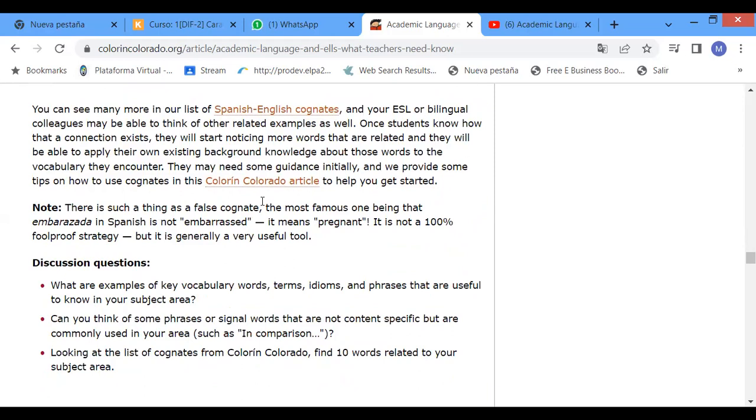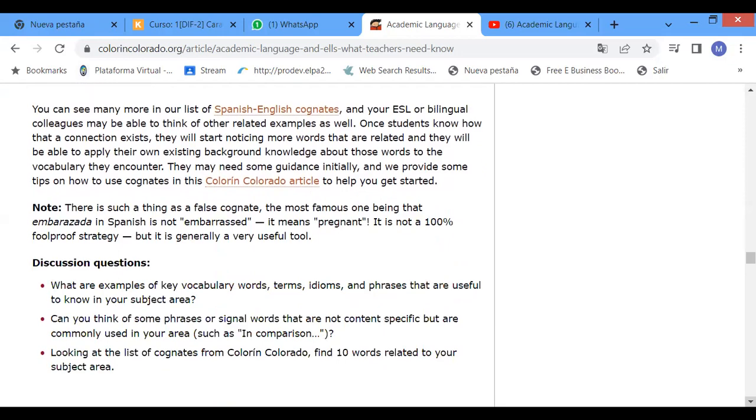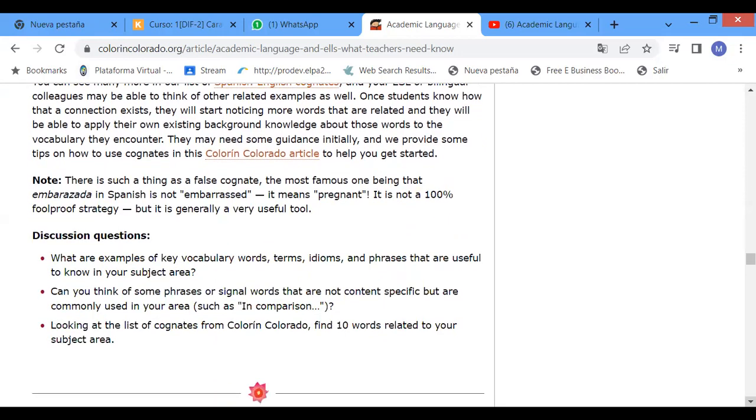This is a false cognate. The most famous one is embarazada in Spanish, not embarrassed. It means pregnant. It is not a 100% foolproof strategy, but it's generally a very useful tool. So when we teach cognates, you also have some false cognates, similar to Spanish but with a different meaning, like embarazada and embarrassed.